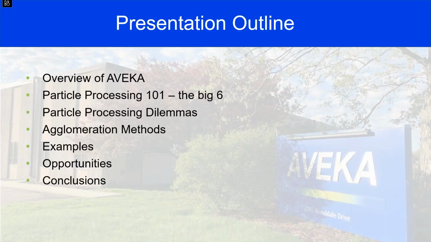So the outline is I'm going to give you a one-slide overview of AVEKA just to let you know who we are. I'm going to talk about what I consider the big six of particle processing, some dilemmas in particle processing, agglomeration methods, some examples, and then we'll close up with some opportunities of where you can get more information and some conclusions on why this is important. So let's get into it, and thank you again for listening to me.